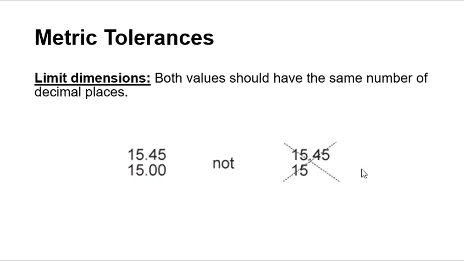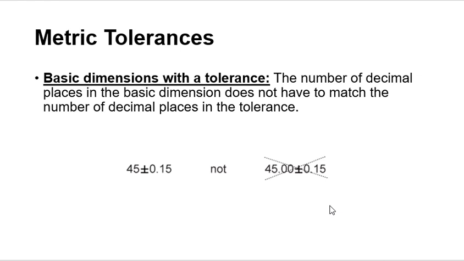Limit dimension, again, write it this way. Do not leave it like this without zeros. So for limit dimensions, the most important thing is they have the same number of decimal places. So you have 2 decimal places here and you have 2 decimal places right there. Basic dimension with a tolerance, we write it this way, okay? And don't do it like this. We're not filling in the 0 right here, we're just going with a straight 45, and then your decimal is going to be shown in your tolerance range right there.